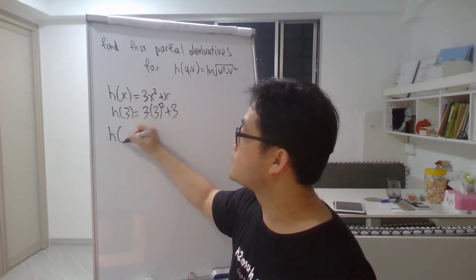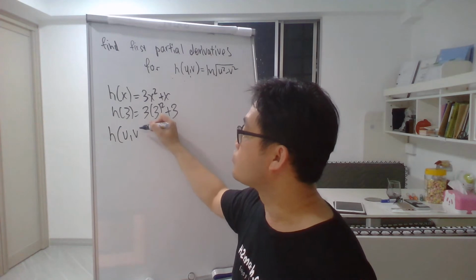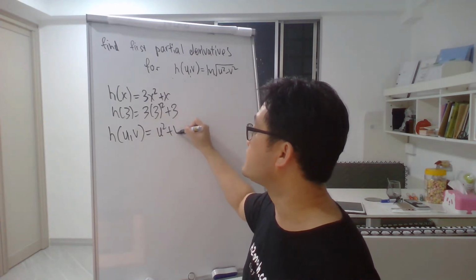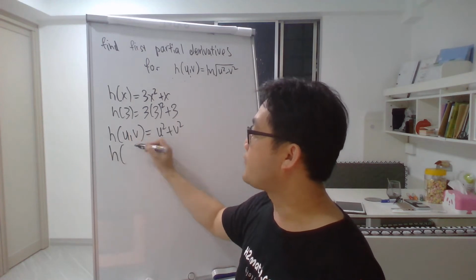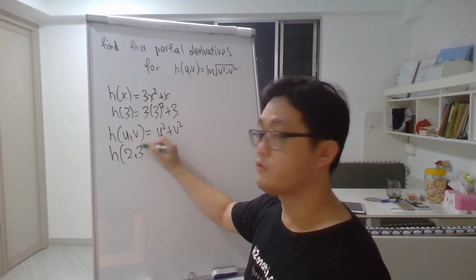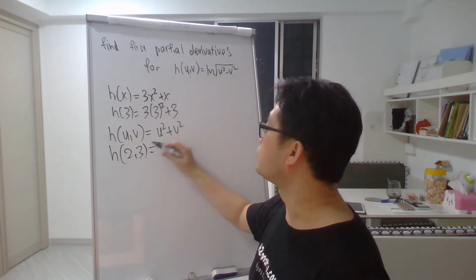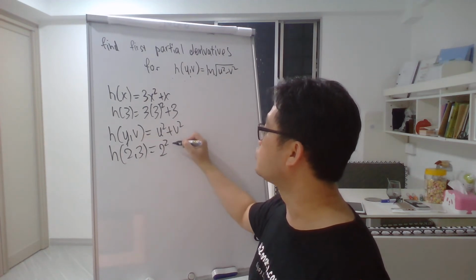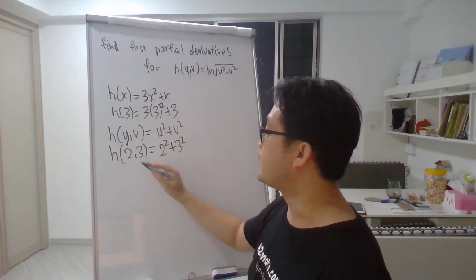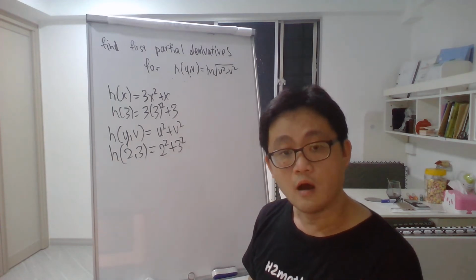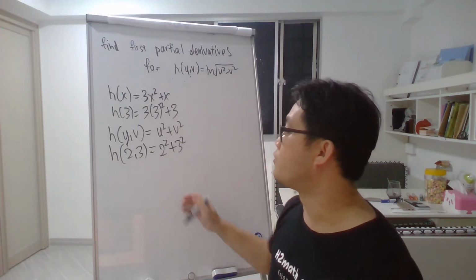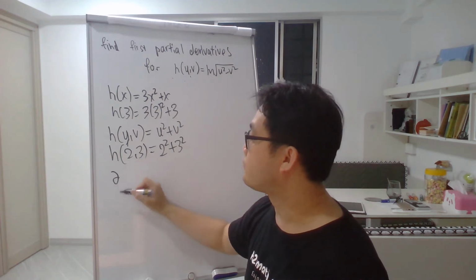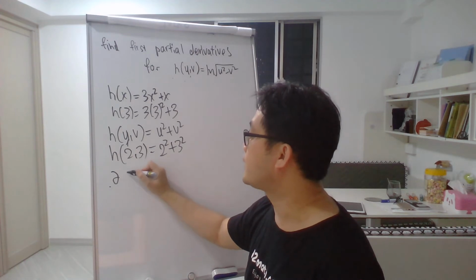What about functions that depend on two variables, u and v? If we have something like u squared plus v squared, when we have h(2, 3), we are going to substitute 2 into the u, because 2 is taking the space of u, so 2 squared plus 3 squared. That is how a function that depends on two variables works.